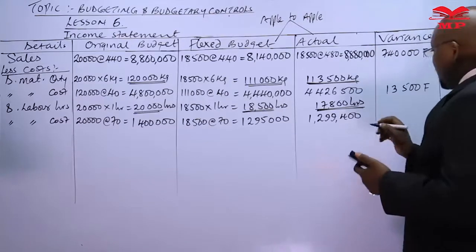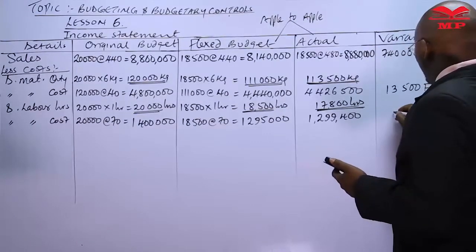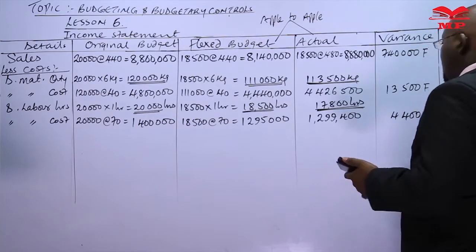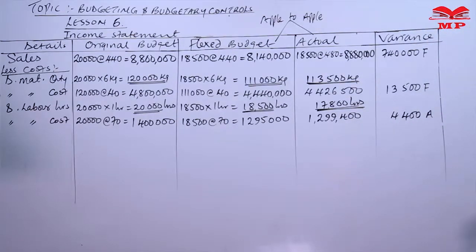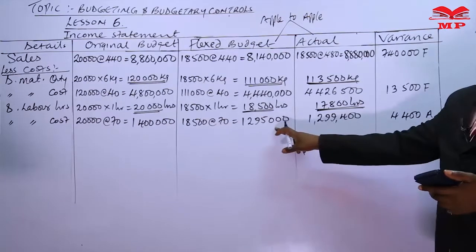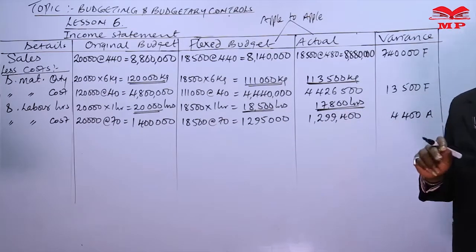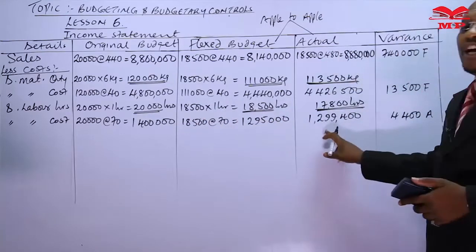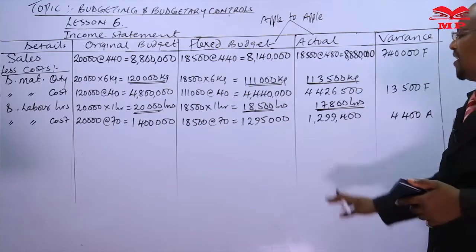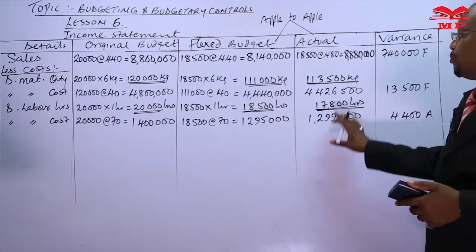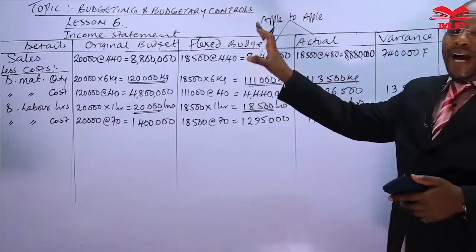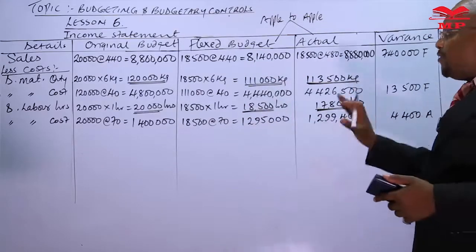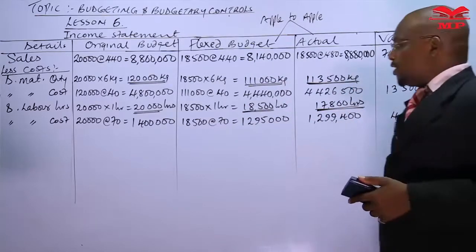That means we have overspent by an amount of 4,400, which is adverse. Again, look at it, we have spent more than expected, so it is actually adverse. But supposing you were to compare the original budget of 1.4 million and this 1.2 million, you would have been happy that you have made a saving. But remember, it's because you produced less. That one was a higher level of production. So that's a bad comparison, but the best is where you compare the flexible and the actual.